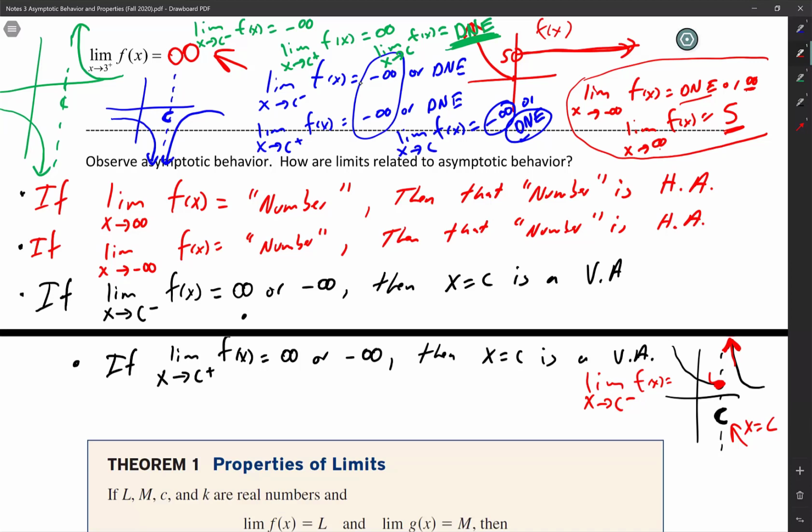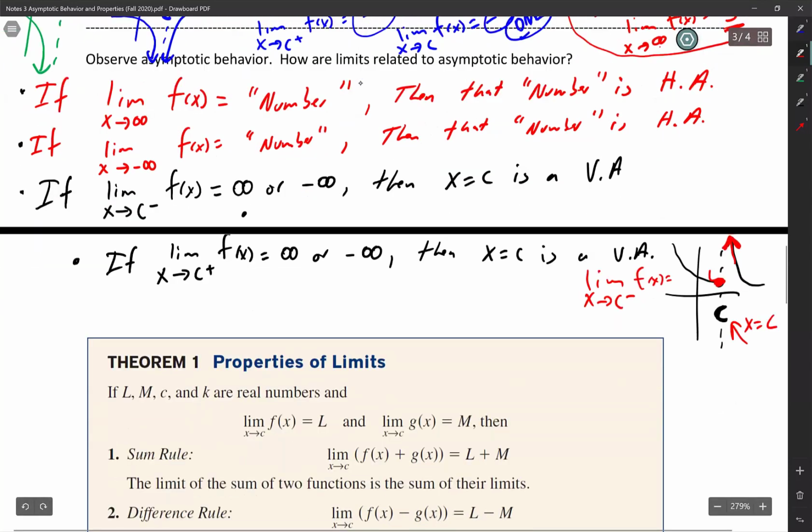Guys, did all that make sense or no? Yeah, but if you said the limit as x approaches C, that would not exist because they don't match, right? Correct. They don't match. One from the left-hand side is a number, the one from the right-hand side is positive infinity, so they don't match. Then you go back to your properties. All right, here we go.